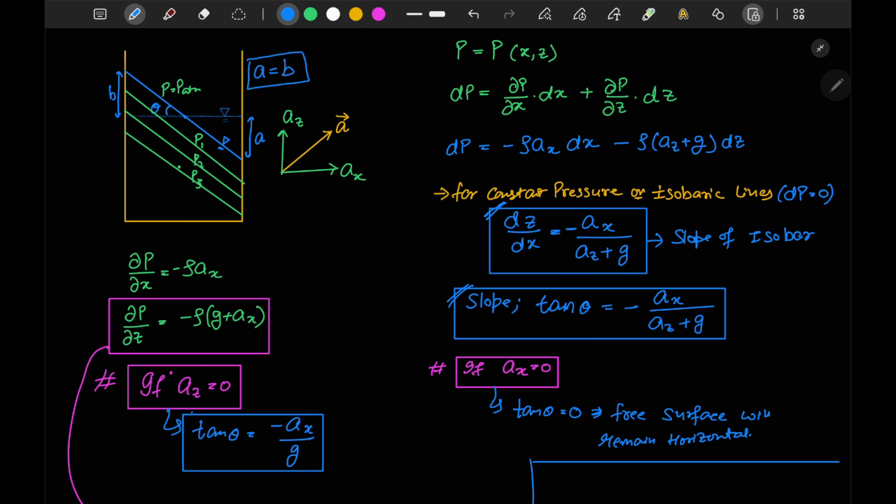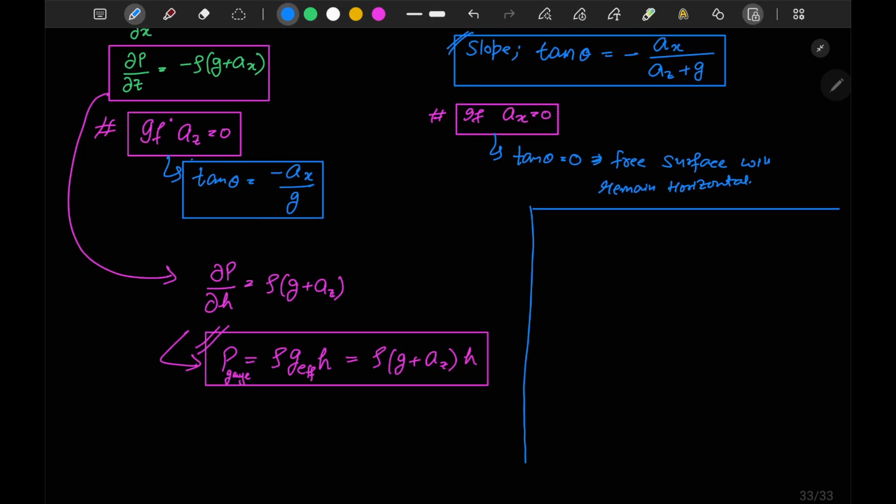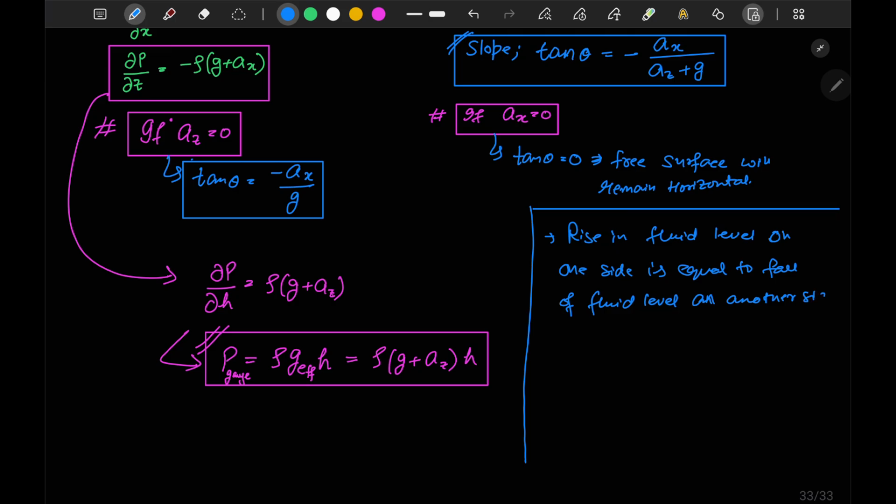It means that the rise in fluid level on one side is equal to the fall of fluid level on another side, because the volume of the fluid remains the same.